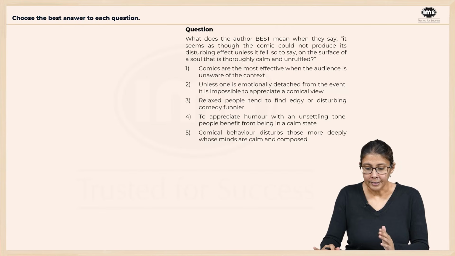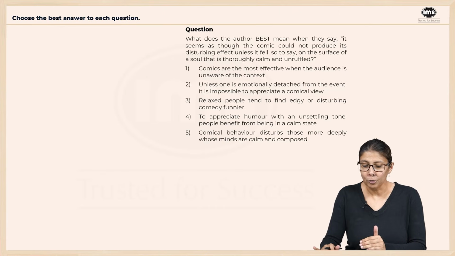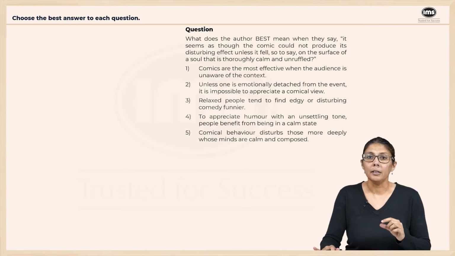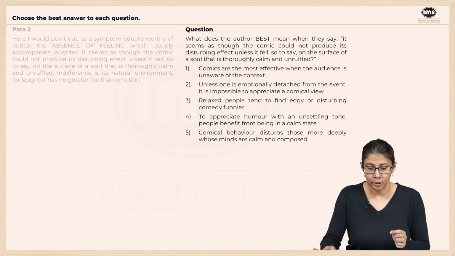The question here is, what does the author best mean when they say, it seems as though the comic could not produce its disturbing effect unless it fell, so to say, on the surface of a soul that is thoroughly calm and unruffled. See, whenever you are given a sentence like this, you have to always interpret it in context, link it to the larger purpose of that paragraph. So, we are going to look at the lines before and after also.